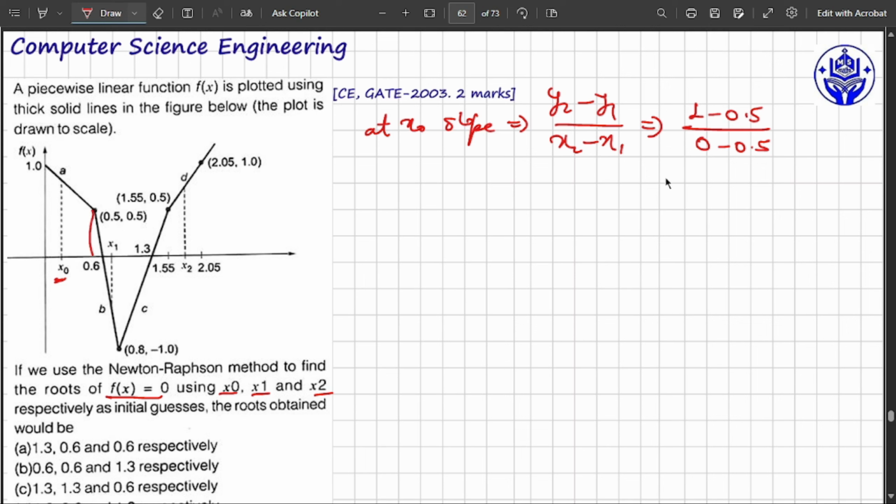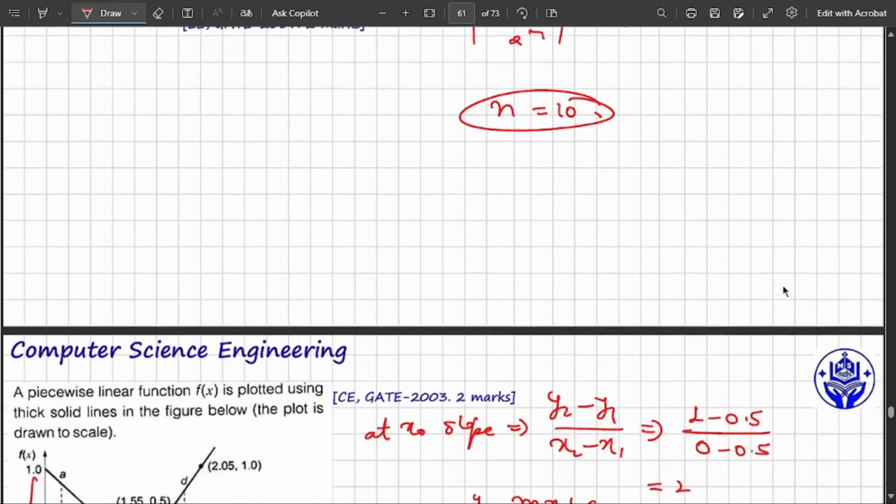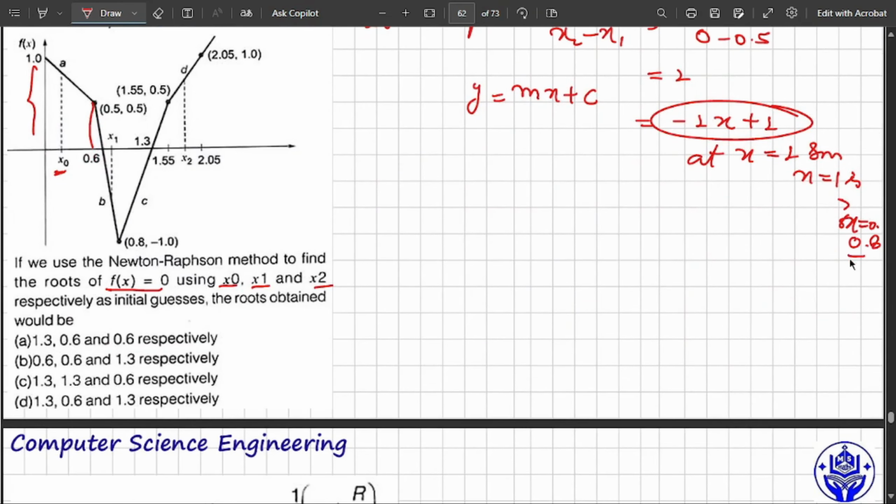Now the y-intercept is 1. Now the simple equation, what is y equals mx plus c? We are making the equation because we don't have any polynomial to apply the Newton-Raphson method. Otherwise we can directly put it. Now here the equation of the line is minus 1x plus 1. This is my function. This line cuts the x-axis, it means y equals 0. So x equals 0.8 here.